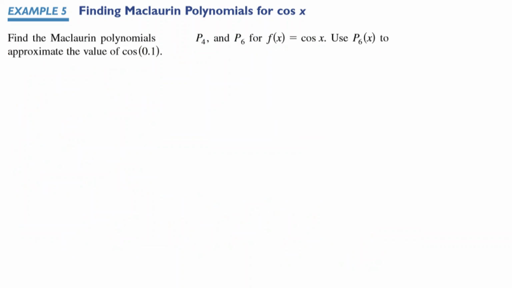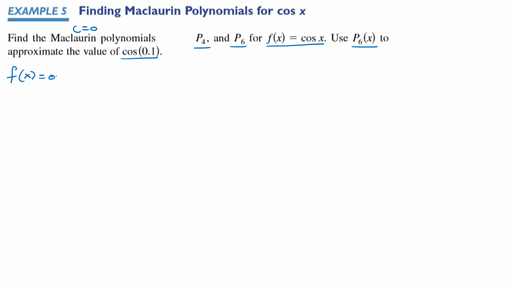All right, Maclaurin polynomial. All right, Maclaurin, remember, means the center is 0. P sub 4 and P sub 6 for f of x equals cosine of x. Use P sub 6 to approximate the value of cosine of 0.1. All right, so we want some derivatives then. We need at least 6 of them.